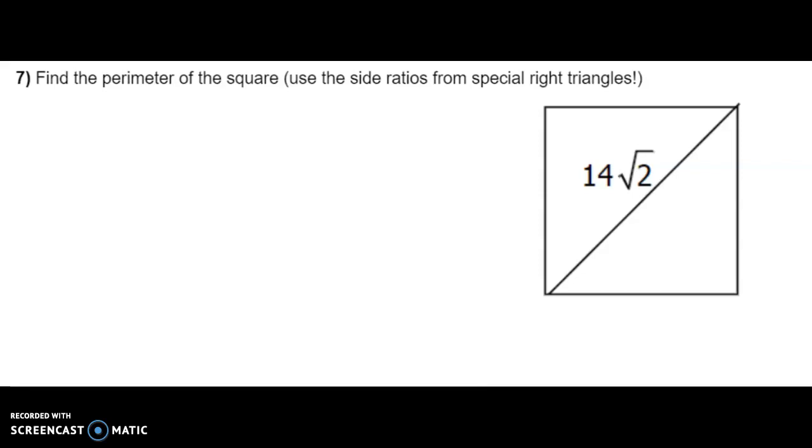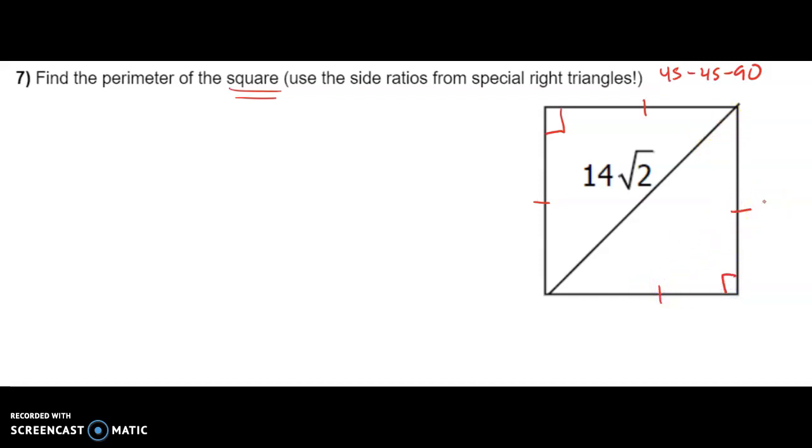All right, we want to find the perimeter of the square. We want to use the side ratios from special right triangles. So first of all, it's a square, which means this is a 90-degree angle, and these two sides are congruent. So that tells me this is a 45, 45, 90 that I'm working with, both of these triangles here.